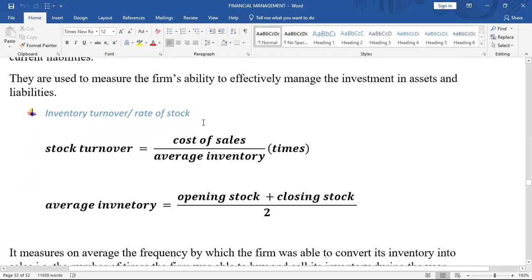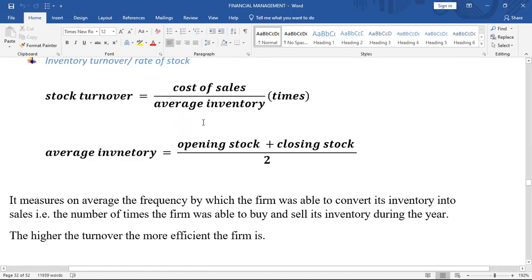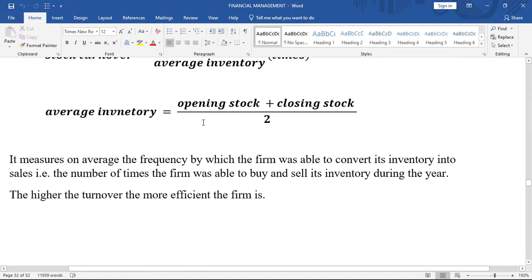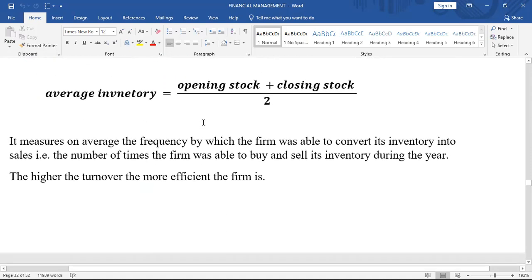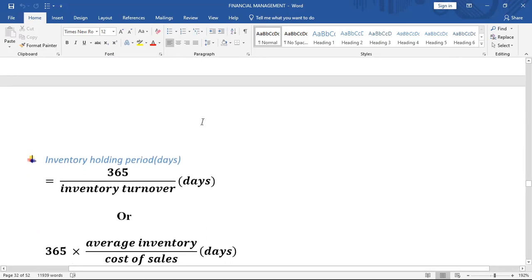Basically, inventory turnover, the other name is just stock turnover. We take the cost of sales, we divide by the average inventory, given in times. And for the average inventory, we take the opening and closing, divided by 2. We have said it measures, on average, the frequency with which the firm was able to convert its inventory into sales, and the number of times the firm was able to buy and sell its inventory during the year. So the higher the turnover, the more efficient the firm is.